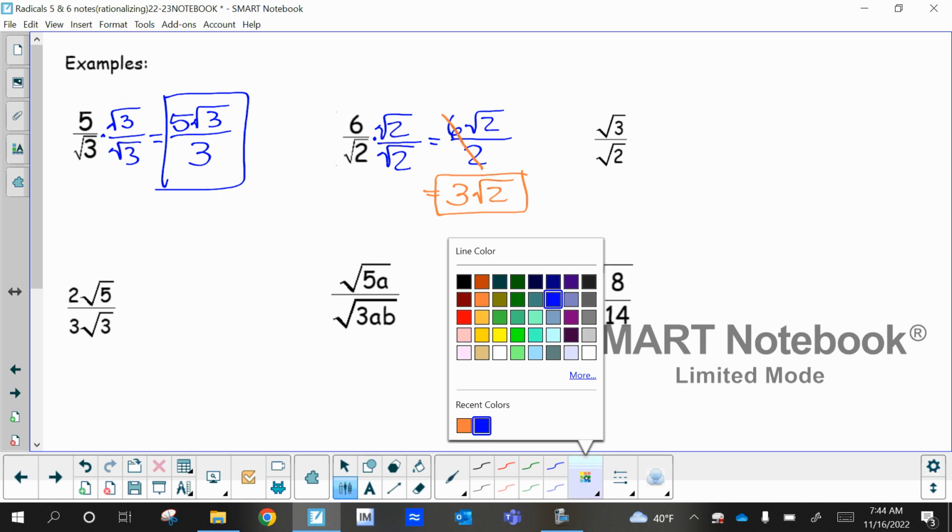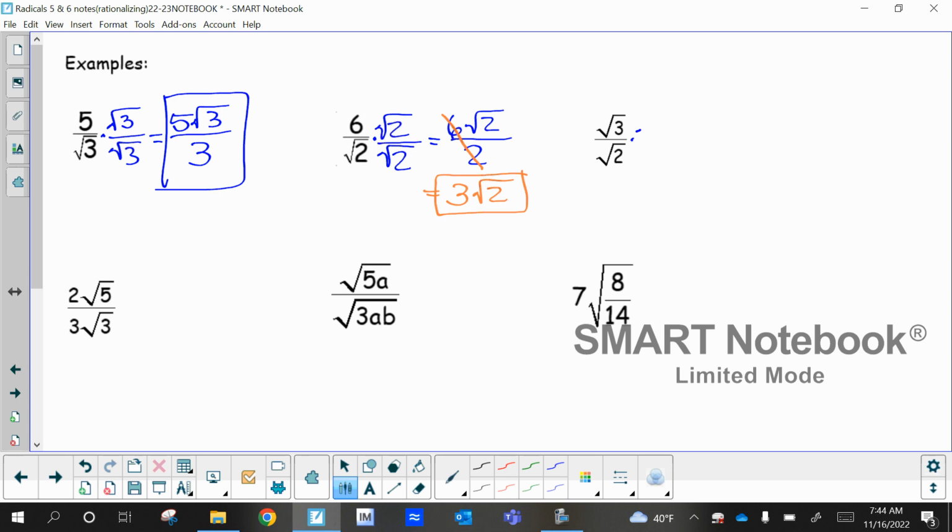Okay, let's try the next one. The next one, I'm going to multiply similarly like the one we just did, by radical 2 over radical 2. I get radical 6 on top, and I get 2 on bottom. You always want to ask yourself, can you simplify? Okay, be sure to simplify. Obviously, you can't with that one, so this is going to be our answer.